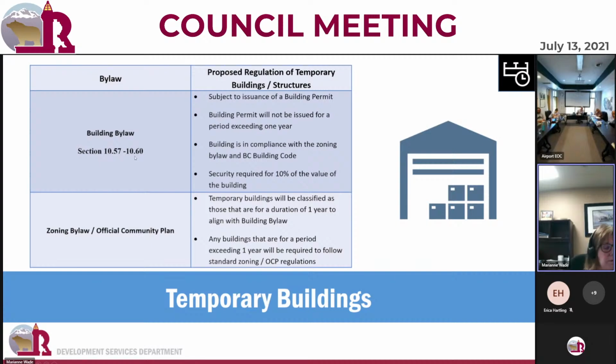In regards to the bylaw, I just wanted to highlight in section 10.57 to 6.60, we deal with temporary buildings and structures to address the motion that council made on June 22nd. And that's also been addressed in our zoning bylaw and official community plans, which will be coming before you at a later date.